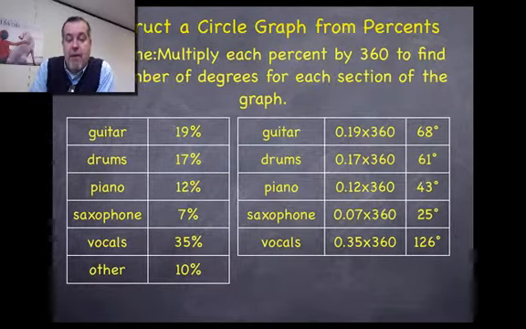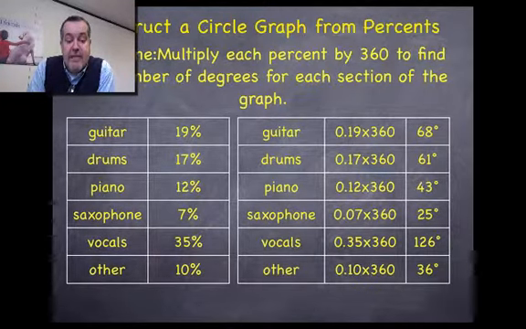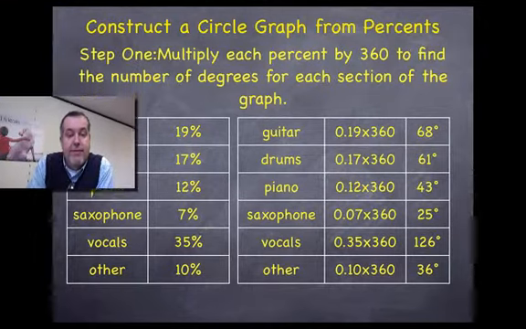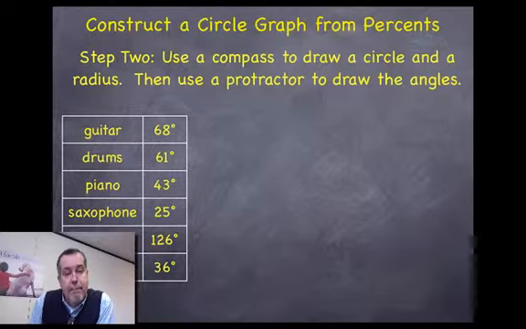That's going to be a bigger chunk of the pie. Basically a little more than a third of our entire circle. And then other at 10%, multiplying 1/10 by 360 is fairly easy. We get 36 degrees. All right, so we're going to take a look at step 2, which is to use a compass to draw a circle and a radius, and then use a protractor to draw the angles.